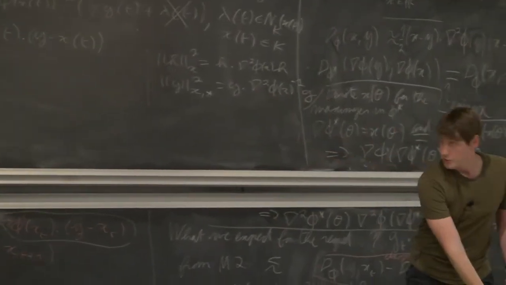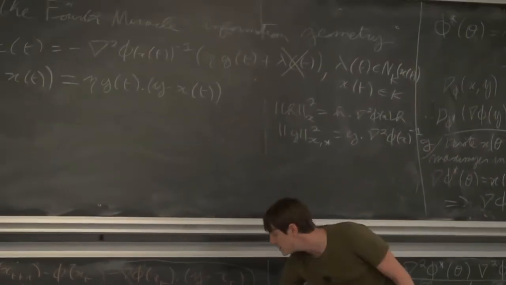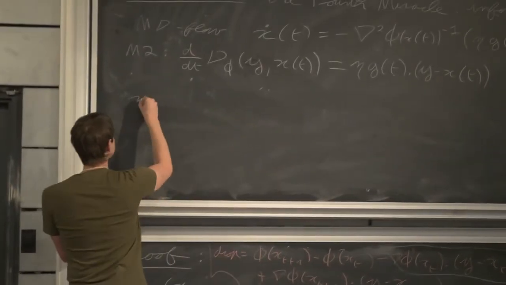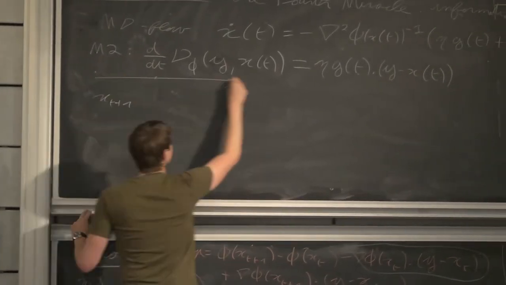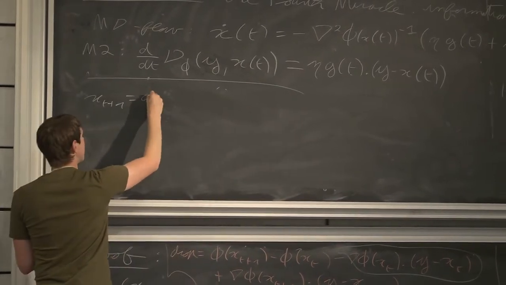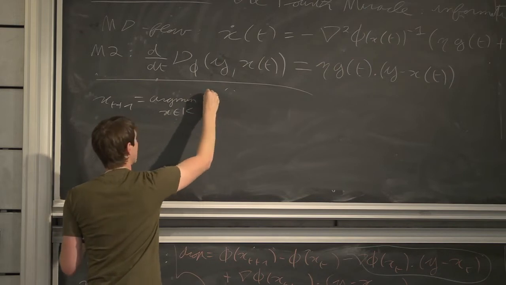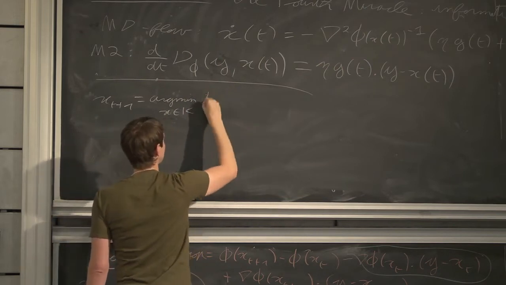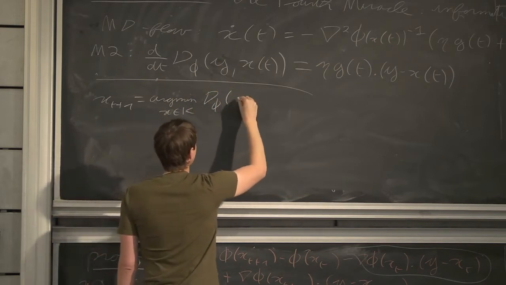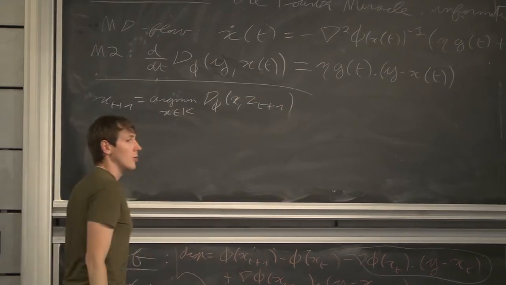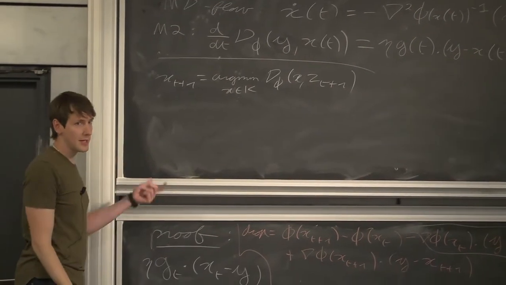Okay. So what do we know? Again, we want to replace zt plus 1 by xt plus 1. And what do we know? xt plus 1 is the argmin over x in K of the Bregman divergence D phi between x and zt plus 1. Okay, so this is constrained convex optimization.